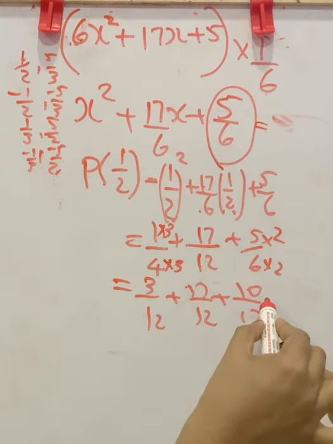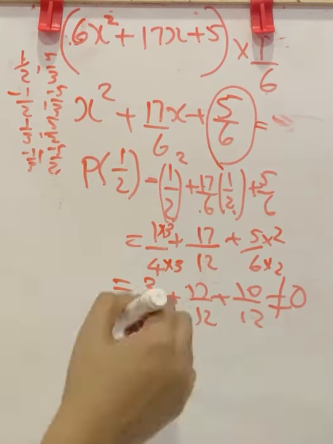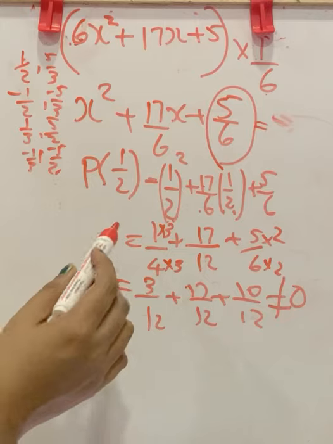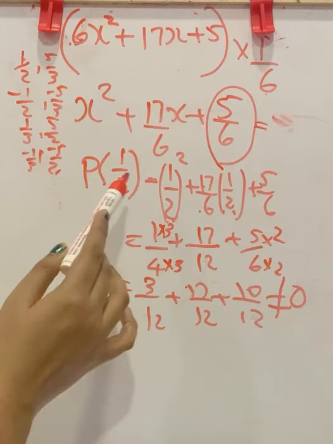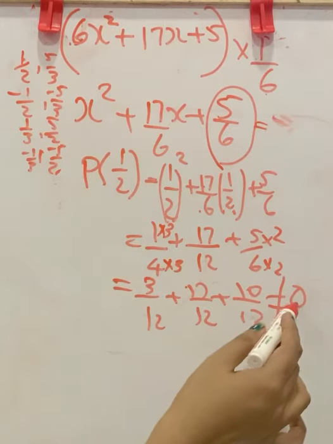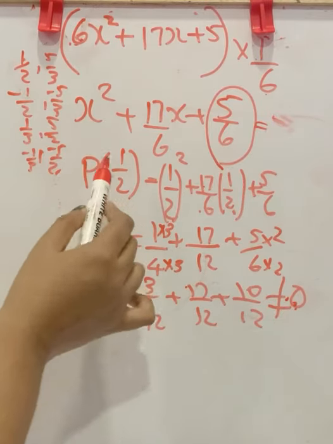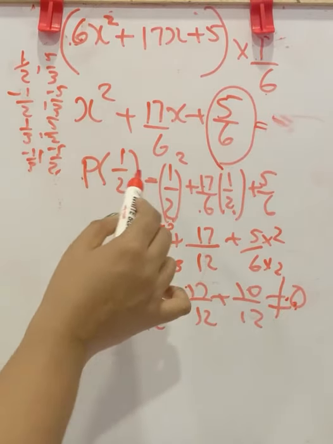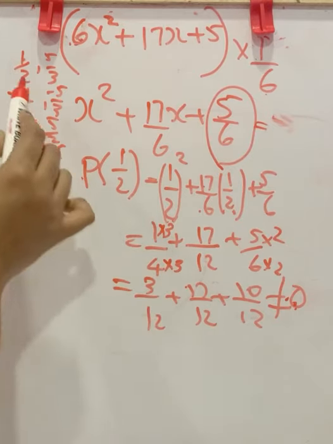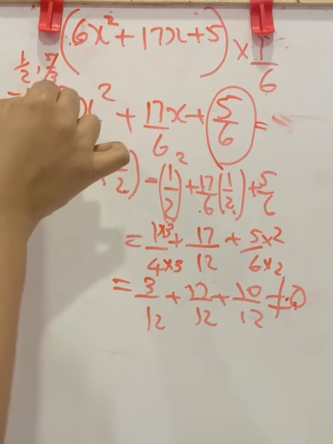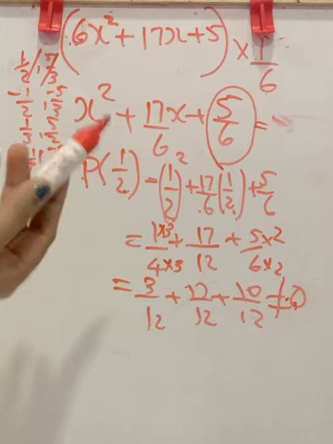Now this is not equal to 0. That is, p of 1 by 2 is not equal to 0. We got the result, it is not equal to 0. That is, the remainder is not 0. If the remainder is not 0, then this is not a factor. This means x minus 1 by 2 is not a factor. So the pair along with it, 5 by 3, you don't want to check it. It will also not be a factor.